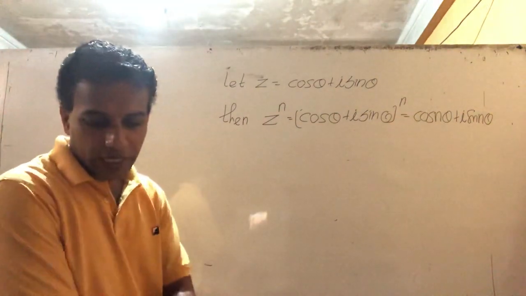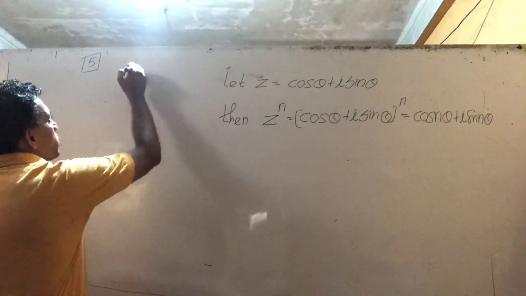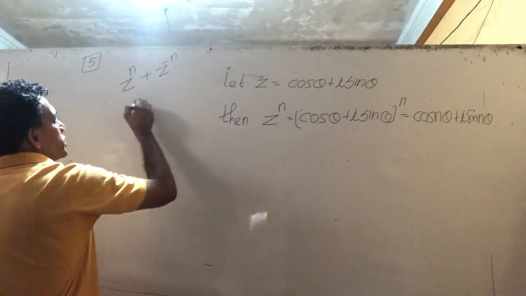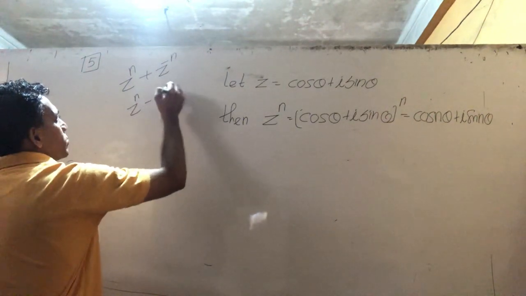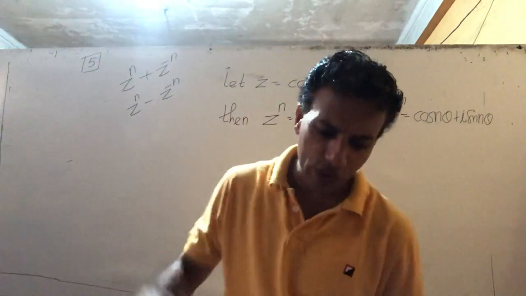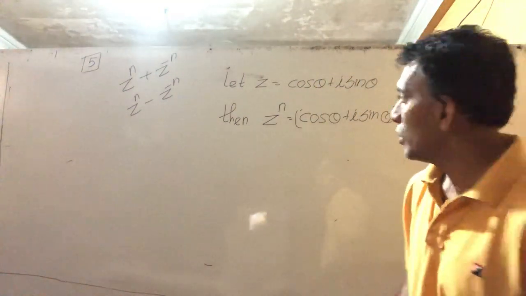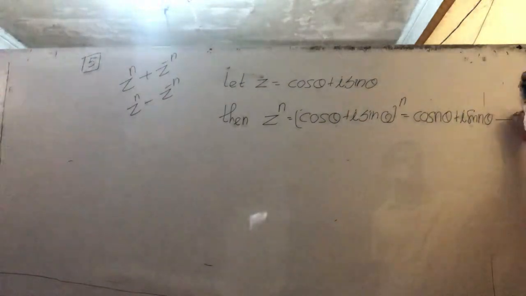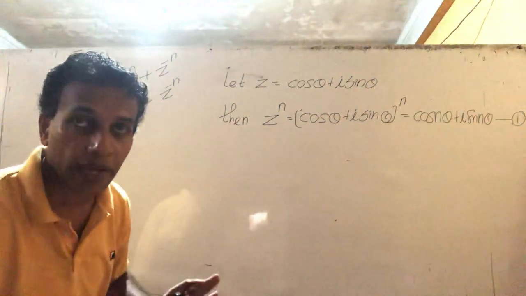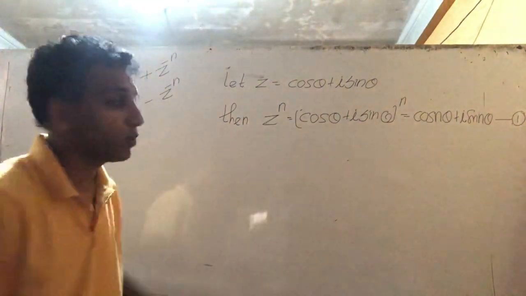Okay, now the question is, write the expression for z to the power n plus and minus z to the power minus n. The problem is to write the expression for this. So n is given, and finally we go to the answer. So I say first equation, z to the power n. We know z to the power n. Next, what is z to the power minus n? Put n for minus 1.